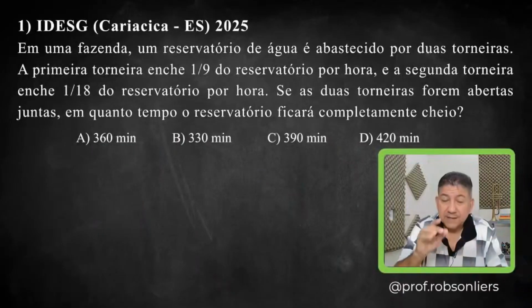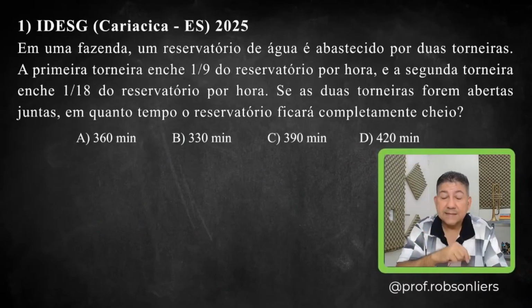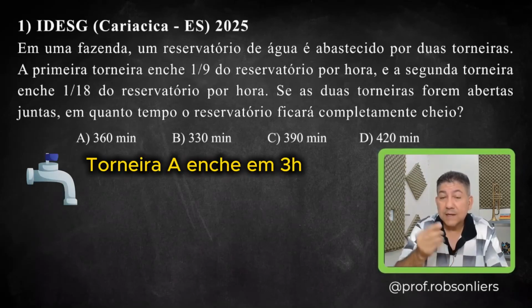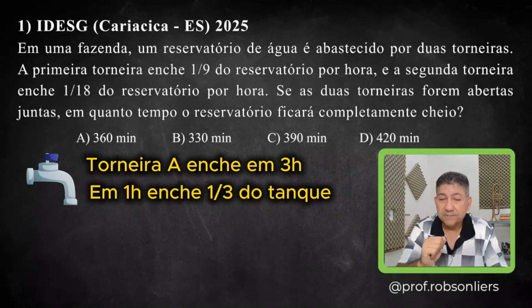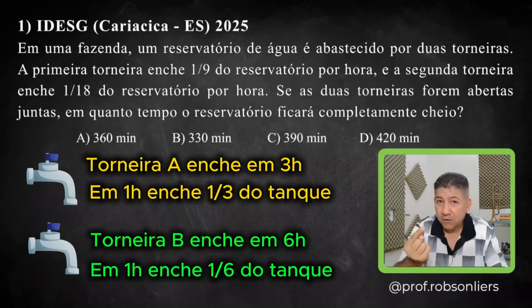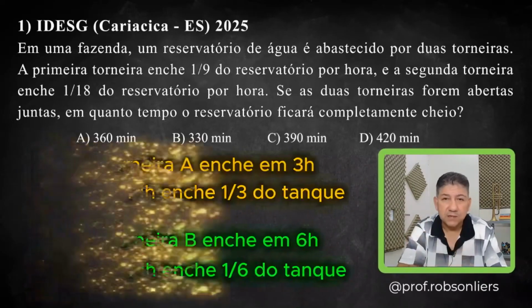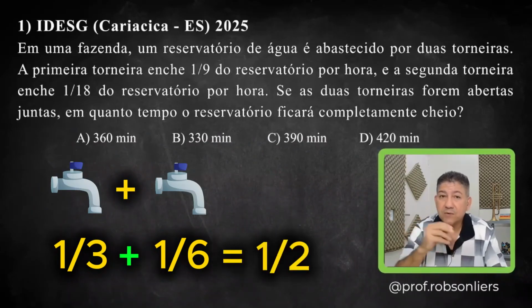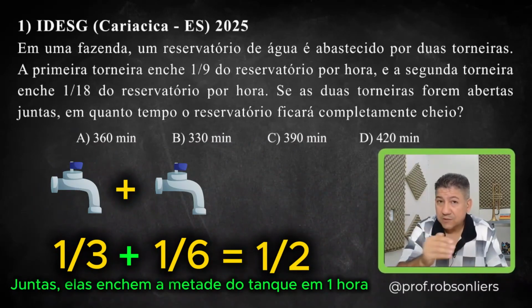Before anything else, let me explain the right shortcut for faucet problems. If you get faucet questions wrong, it's because you're trying to memorize formulas. Pay attention to the reasoning. Each faucet has a flow rate, that is, a part of the tank per hour. For example, if a faucet fills a tank in 3 hours, in 1 hour, it will fill 1/3 of the tank. In the same way, if another faucet fills the tank in 6 hours, in 1 hour, it will fill 1/6 of the tank. When both are open together, you add the rates: 1/3 plus 1/6 is equal to 1/2. That is, together they fill half of the tank per hour.